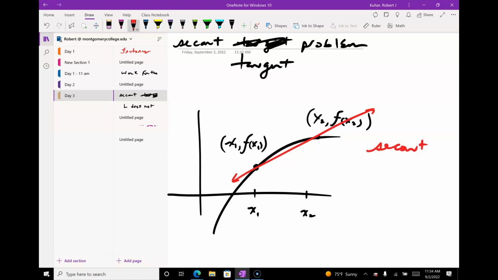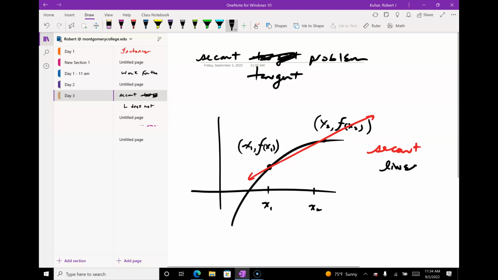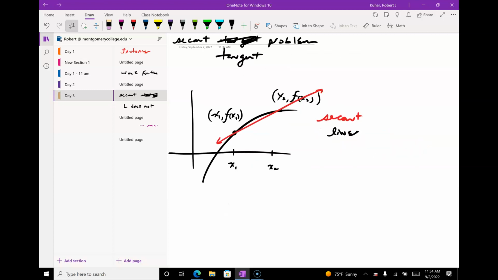If you remember in high school geometry, you had secant lines of a circle. A secant of a circle is a line that hits 2 points on the circle, and a tangent hits 1, right? So this is my secant line. And of course, we're interested in finding the slope, which is easy, right?